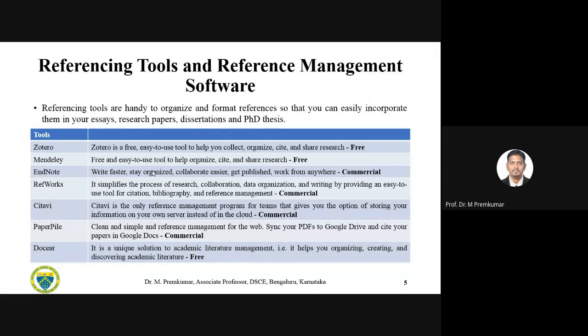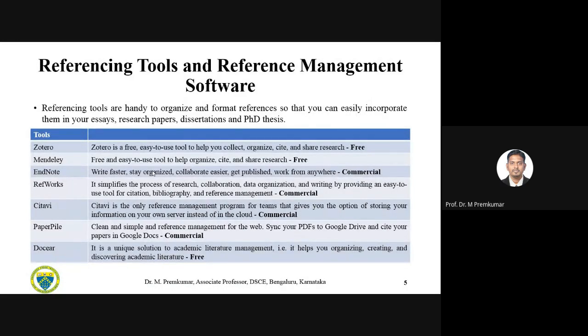In such a case, if you want to manage or cite your papers, or arrange all the references, you may feel difficulty. If you enter all the reference papers manually, it will take much of your time. So in order to avoid that, yes, we have so many referencing tools. Here I have listed most of the tools: Zotero, Mendeley, EndNote, RefWorks, Cite, Paperpile, and Dossier. All these are referencing tools and reference management softwares.